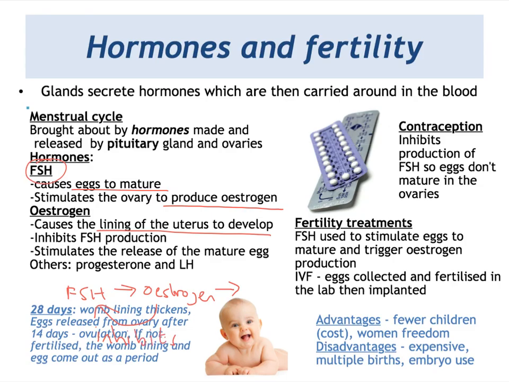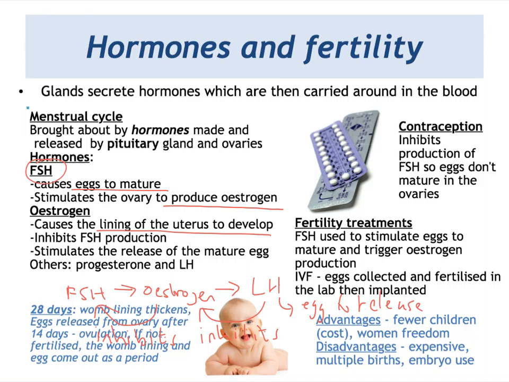And estrogen also stimulates LH production. Okay, so it stimulates LH production. LH inhibits estrogen, and LH is the hormone that causes the egg to be released. So that's the process. It takes about 28 days, and around about 14 days ovulation happens, which is the release of the egg.